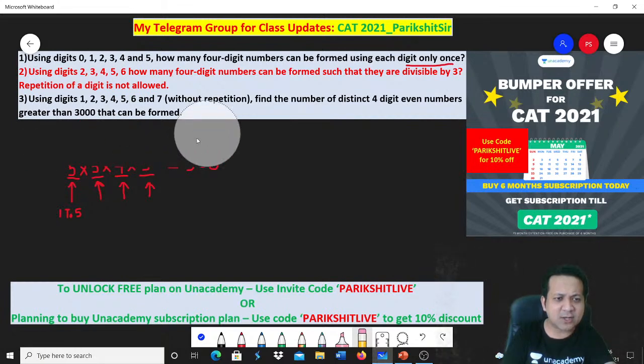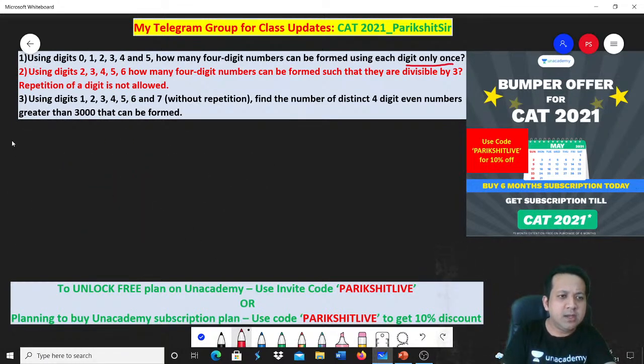Let's look at question number 2. Using digits 2, 3, 4, 5, 6, how many 4-digit numbers can be formed such that they are divisible by 3? Repetition of a digit is not allowed. This time you have the digits 2, 3, 4, 5 and 6.